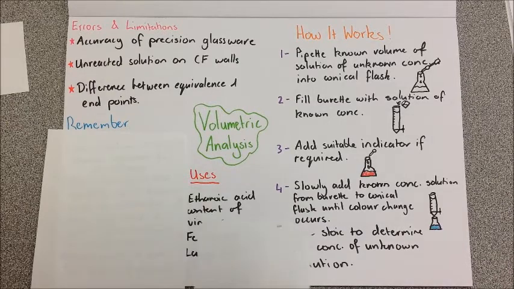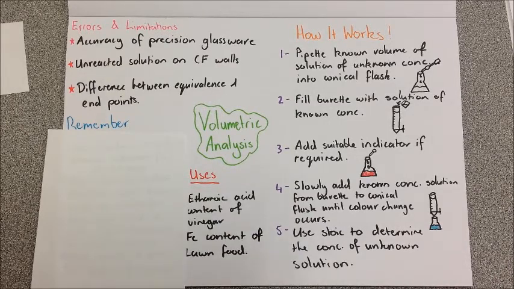A couple of common uses of volumetric analysis include the ethanoic acid content of vinegar, which you may have done in the past, and also what my class did was we determined the iron content of some lawn food.